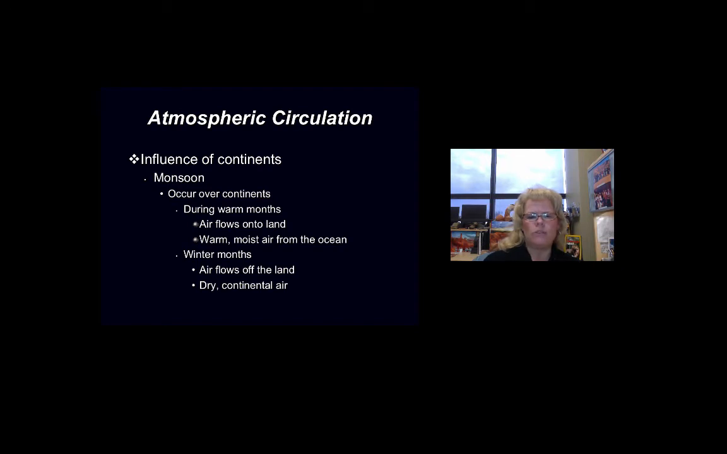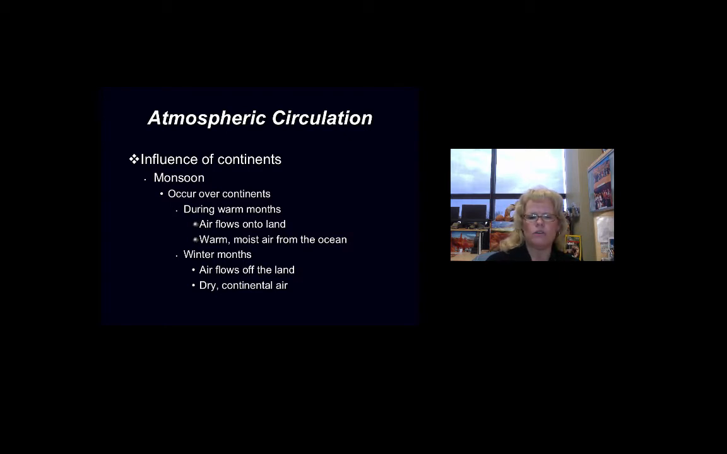So what is a monsoon season? A monsoon is an atmospheric circulation that happens during warm months, where the air flows onto land. Very warm, moist air that comes from the ocean produces a very rainy season. Places that get that in North America would be places like Mexico, Arizona, Utah, parts of New Mexico, and Colorado, what we would call the Colorado Plateau.